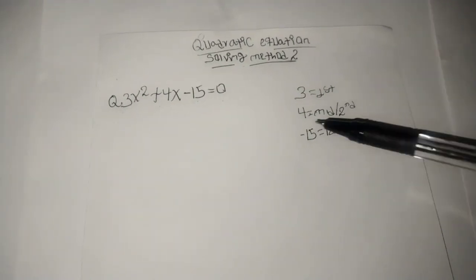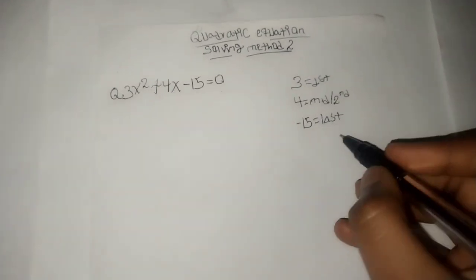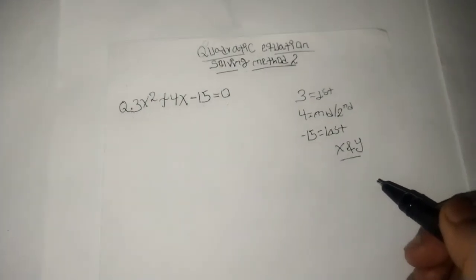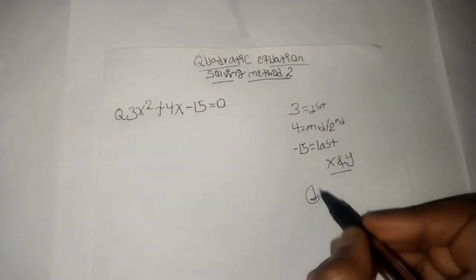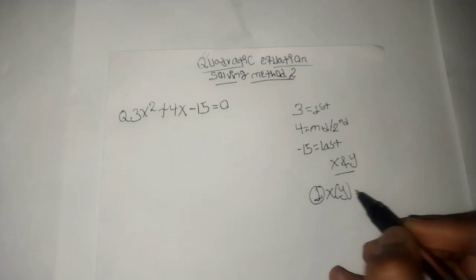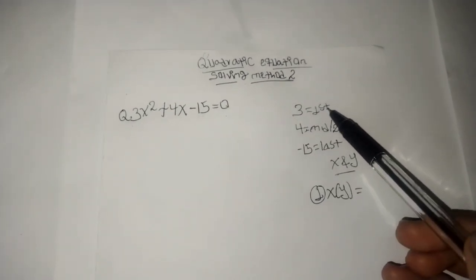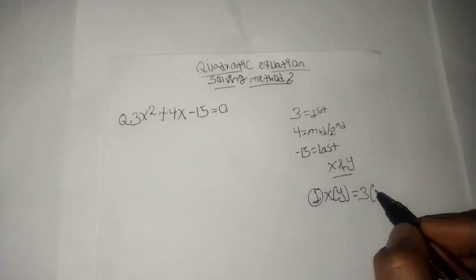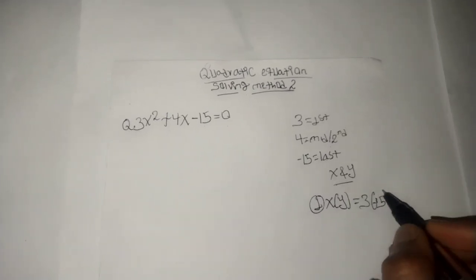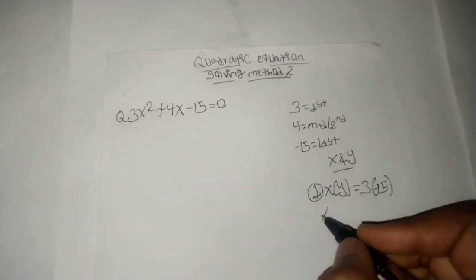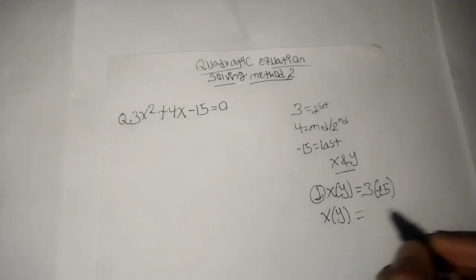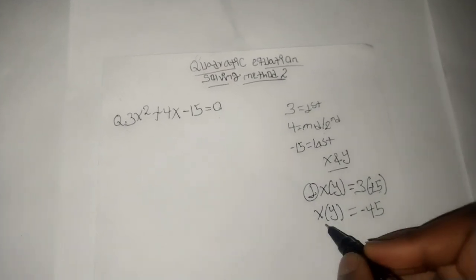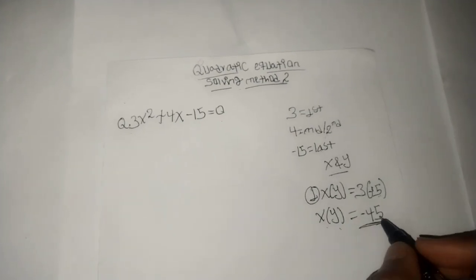The two numbers that we're going to search for, let's name them as variables x and y. This x and y must satisfy two conditions. The first thing is that x multiplied by y should be equal to the first number, which is 3, multiplied by the last number, which is negative 15. So we'll write 3 multiplied by negative 15. 3 times negative is a negative, and 3 times 15 is equal to 45. So x multiplied by y should be equal to negative 45.